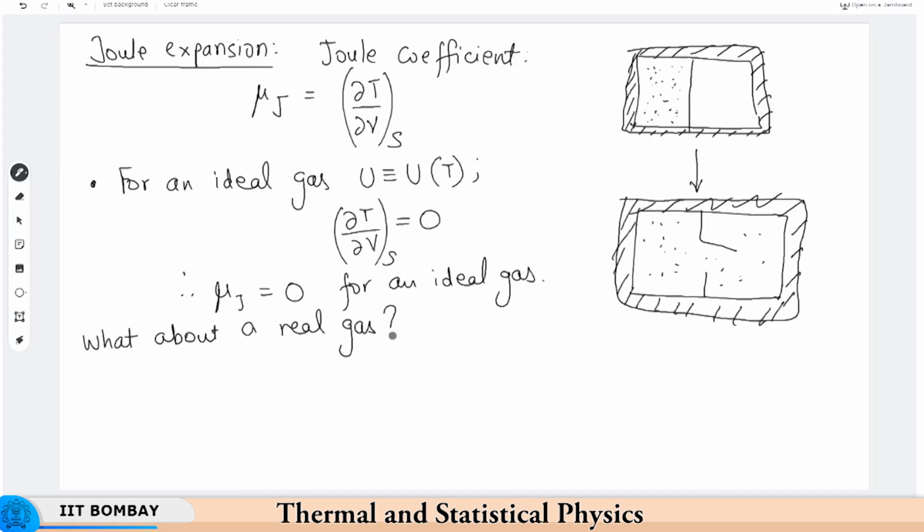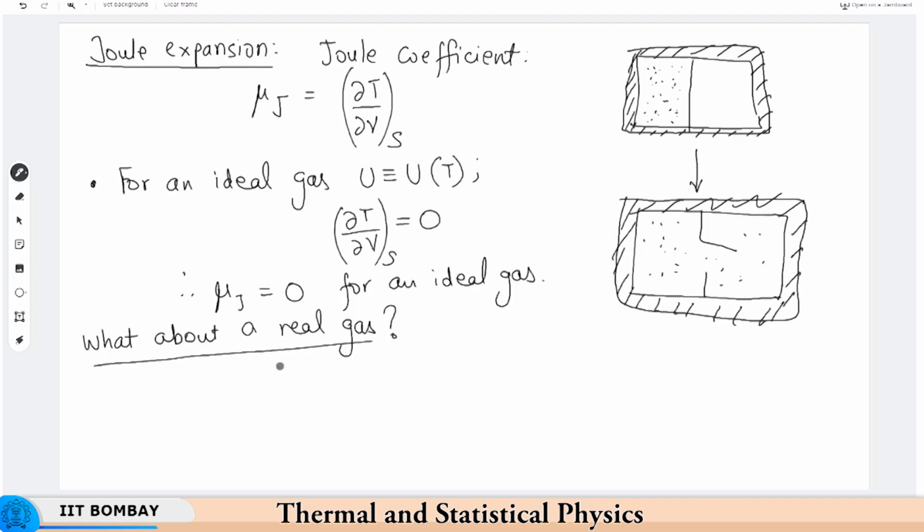Right. So, what is the mu j coefficient, the Joule coefficient for a real gas? Okay. So, now remember, a real gas is a little bit more complicated because not only do individual molecules have kinetic energy contributions to the internal energy, but there is also intermolecular attraction, right. So, therefore, it depends on an average how far these gas molecules are from each other, right.